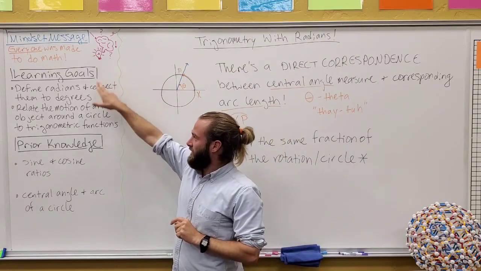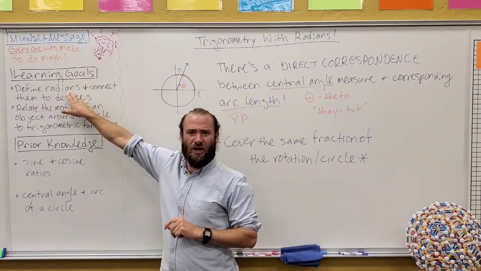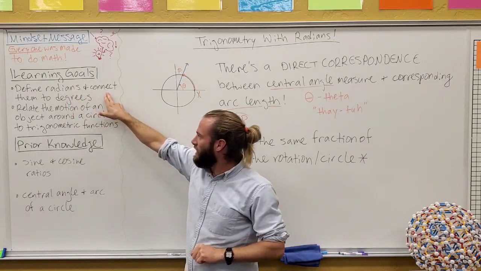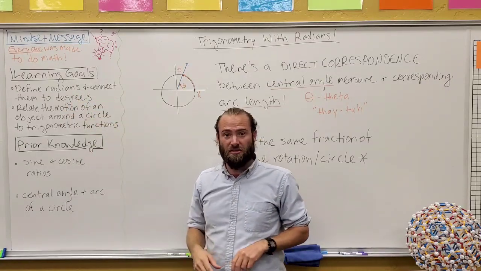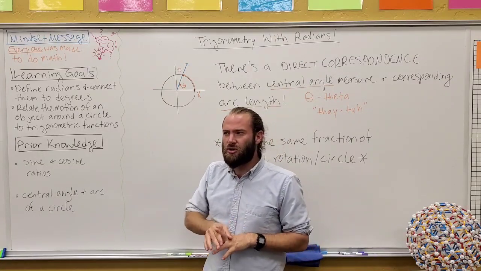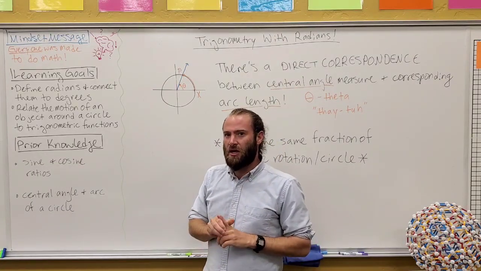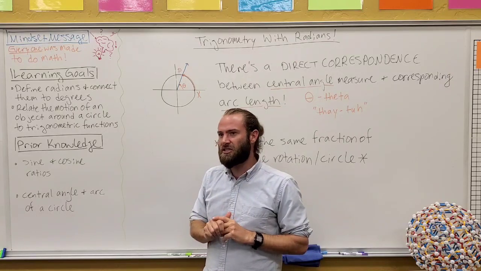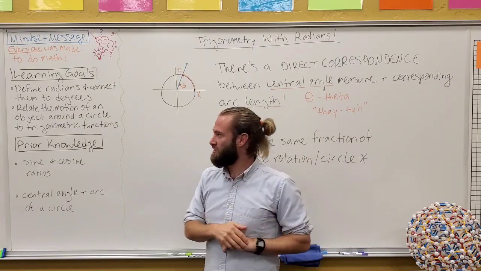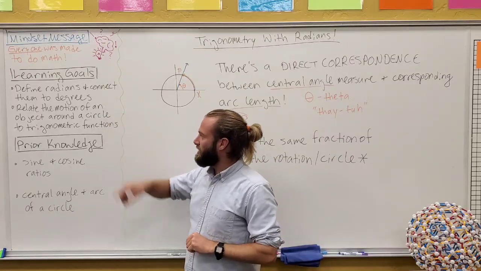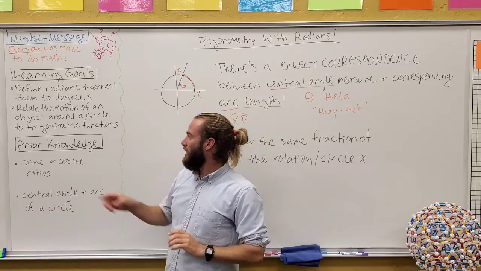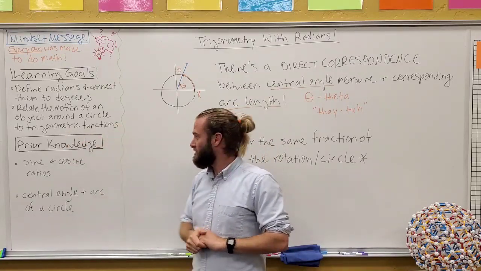Our learning goals for today: we're going to define what a radian is. I know you don't even realize what that is yet. Don't worry, we'll get there. And we're going to connect radians to degrees. There's a very specific way these connect. Essentially, they're two different ways to express an angle's measurement. And then we're going to relate the motion of an object around a circle, kind of like we saw in our recent lesson, to trigonometric functions.